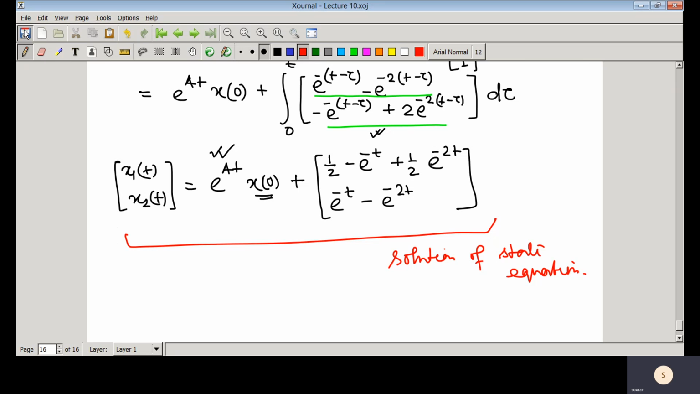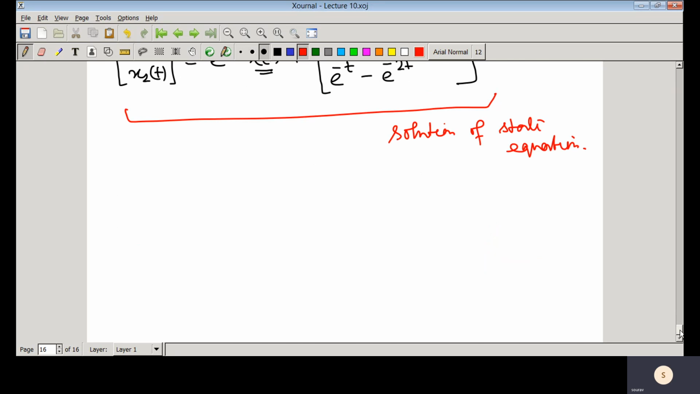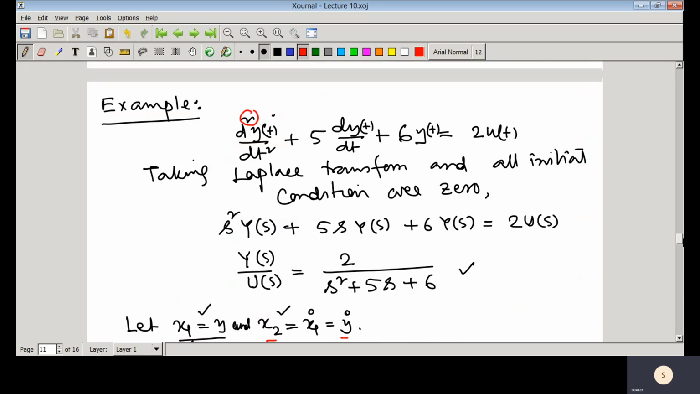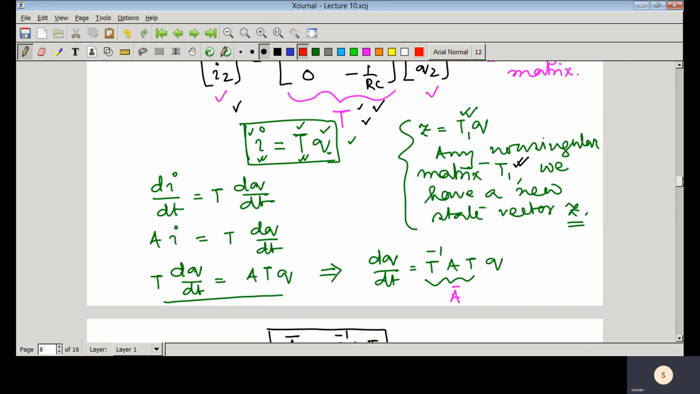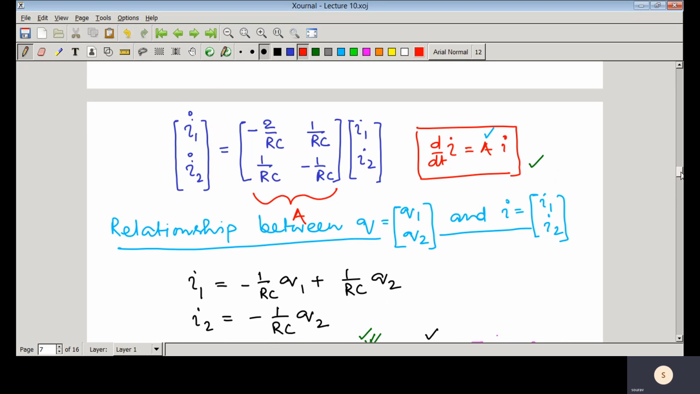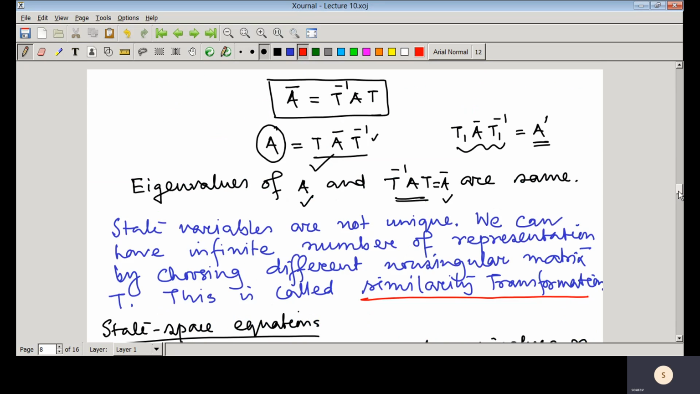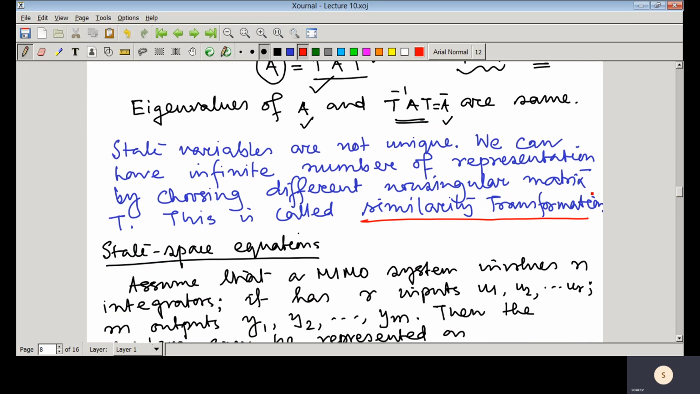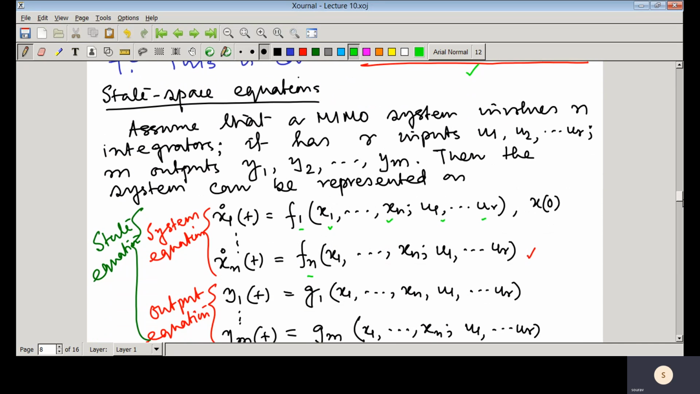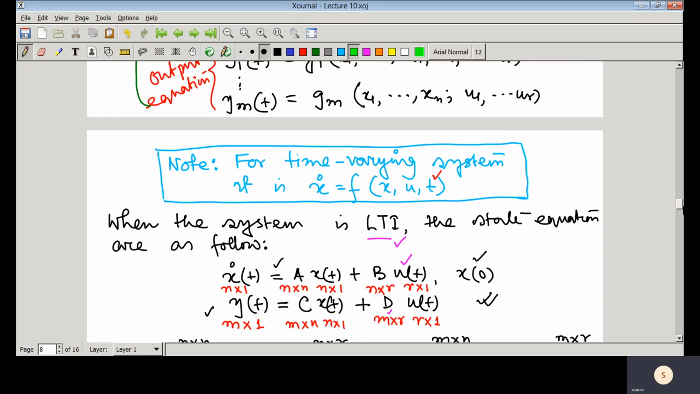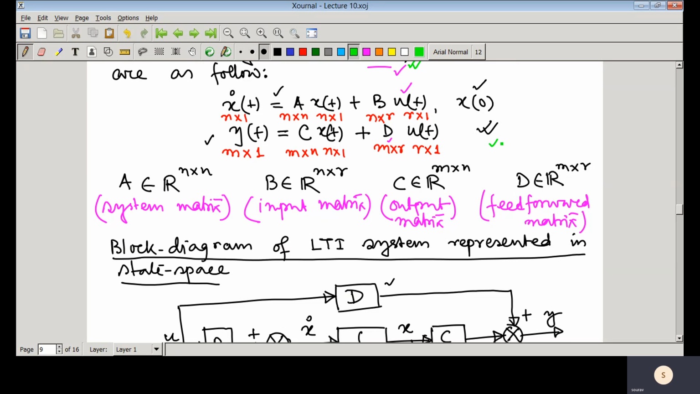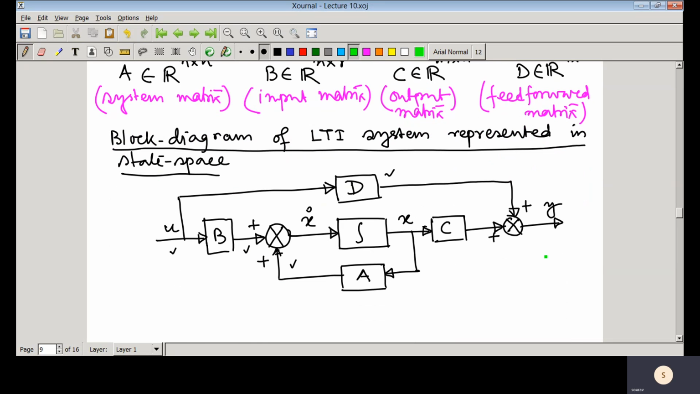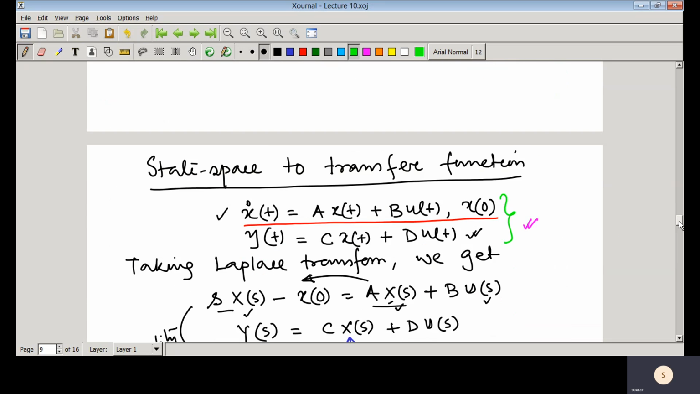So what have we discussed today? Today we started with that particular example, and we have seen that state space representation is not unique, and we have understood what a similarity transform is. Then we represented the state space in general form for multi-input, multi-output systems, and whenever it is LTI, linear time invariant, we found that it can be represented in matrix form, and this is that representation of state space in block diagram form.